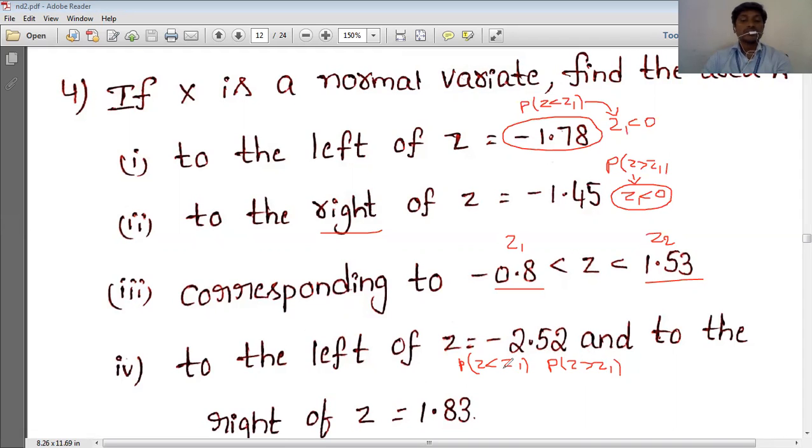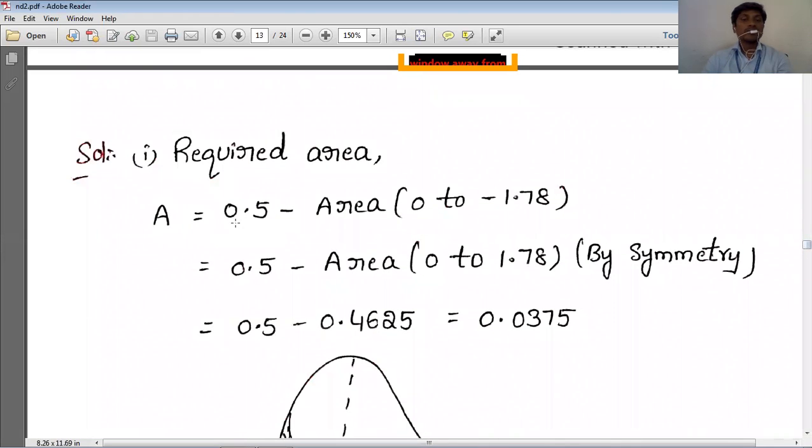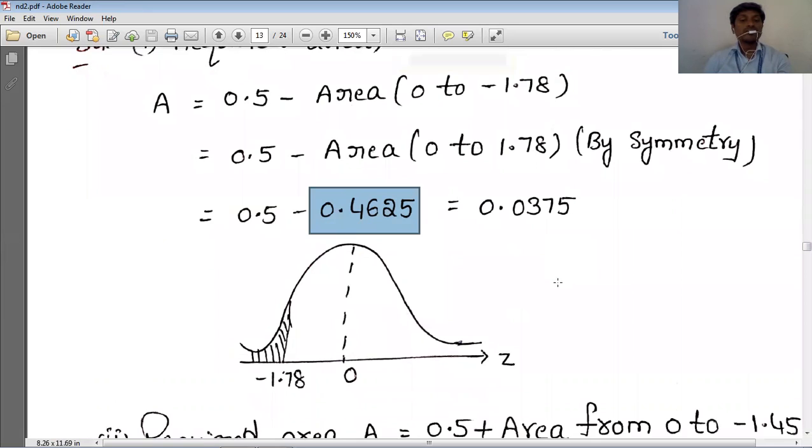To the left is nothing but z1 less than 0. And to the right of this one, z1 is greater than 0. We are adding both. So just the formulas you need to know, and we will substitute the values here. So the first one, P of the required area is 0.5 minus the area of 1.78. The value is substituted here: 1.78 gives 0.4625, so 0.0375, and this is the graph.